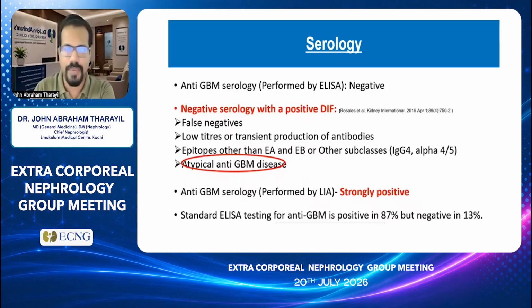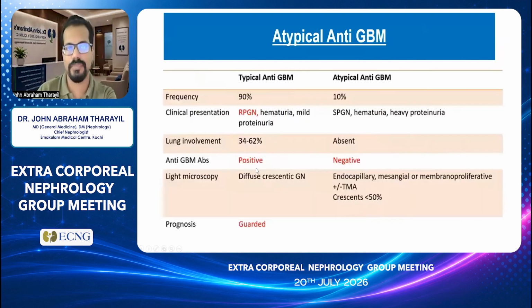And when a line immunoassay was performed, the anti-GBM was strongly positive. So standard ELISA testing is positive in 87% for anti-GBM, but it is negative in 13%. So what is this atypical anti-GBM disease?